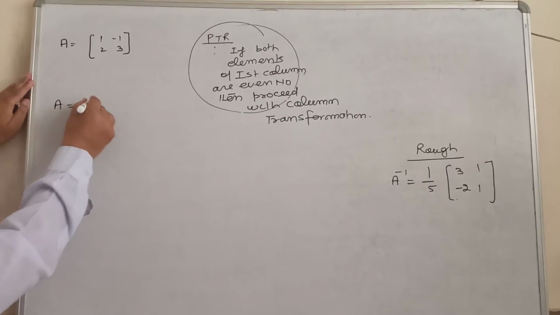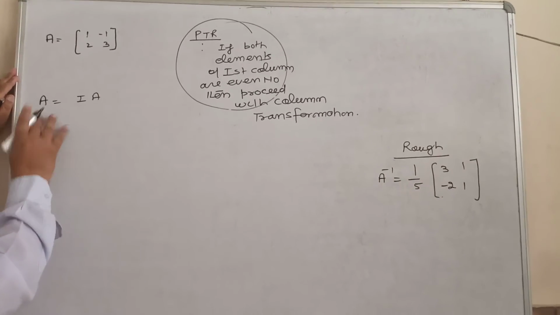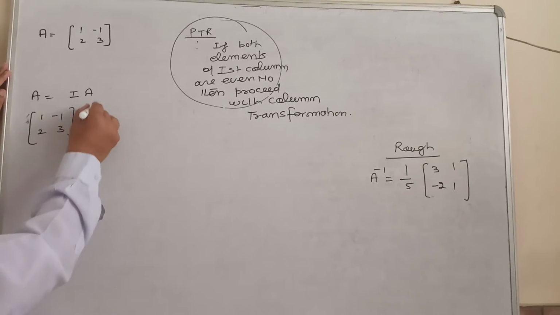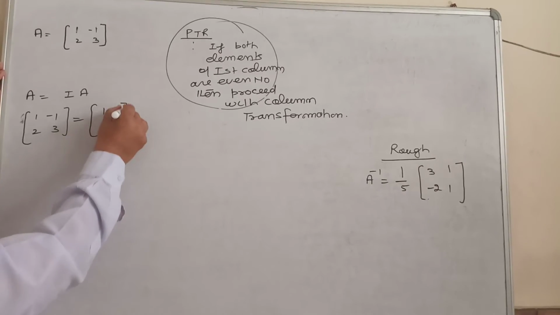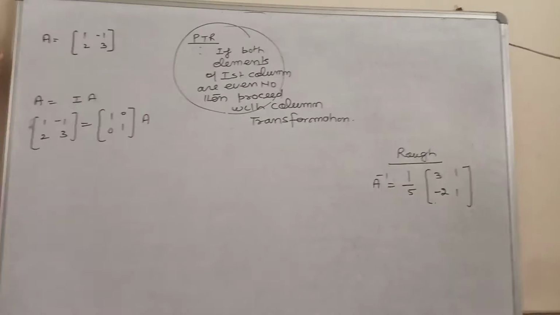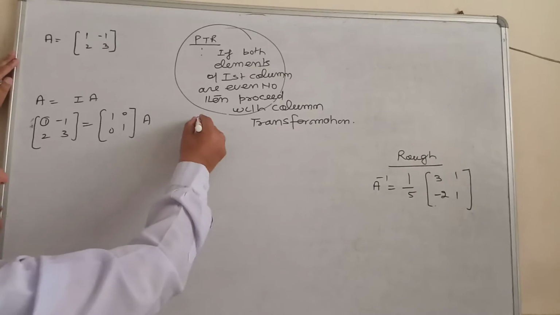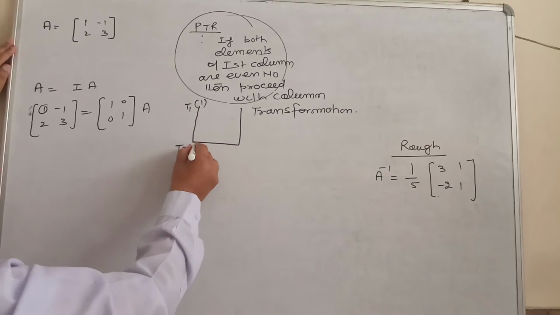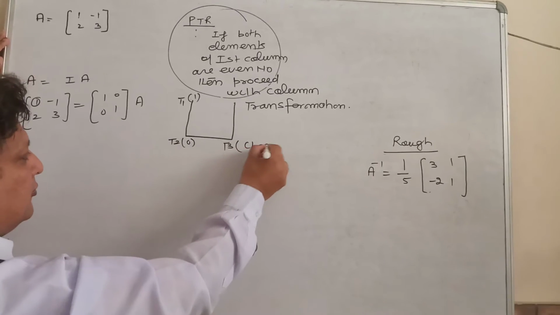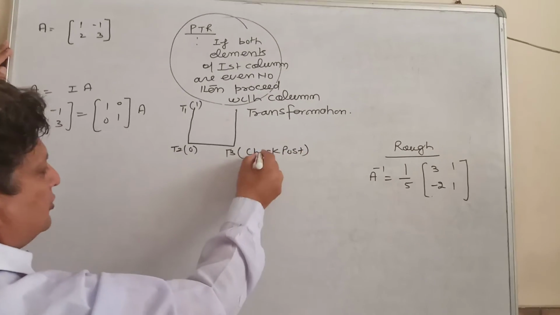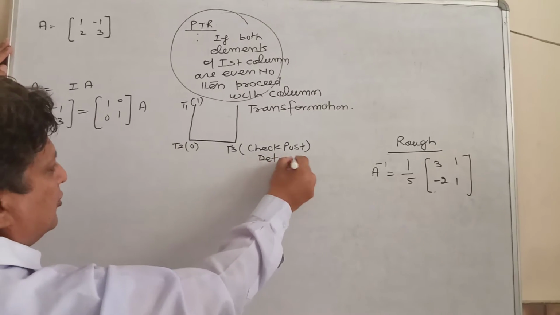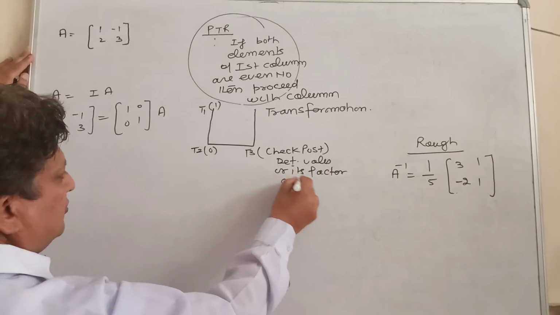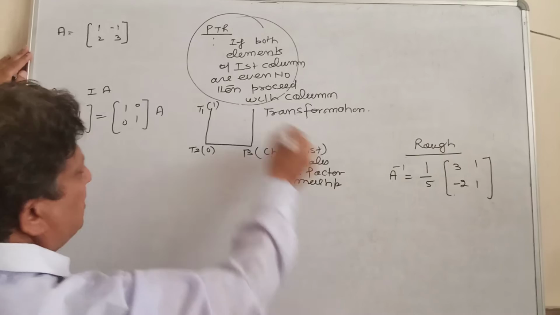A equal to I again: A is 1 2 minus 1 3, and I is 1 0 0 1, times A, as in the previous questions we have done. Here again I write down the targets: T1 is 1, T2 is 0, T3 is the check post, that is the determinant value or its factor or multiple, and then T4.